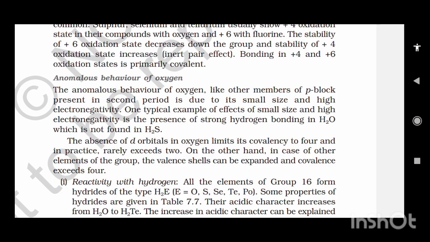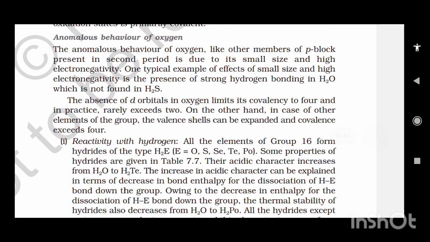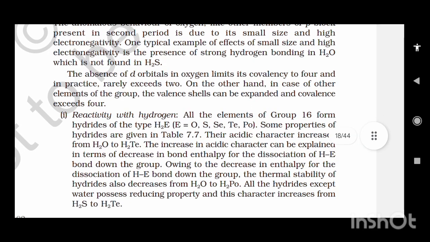One typical example of the effects of small size and high electronegativity is the presence of strong hydrogen bonding in H2O, which is not found in H2S. The absence of d orbitals in oxygen limits its covalency to 4, and in practice it rarely exceeds 2. On the other hand, in the case of other elements of the group, the valence shells can be expanded and the covalence exceeds 4. First is the reactivity with hydrogen.